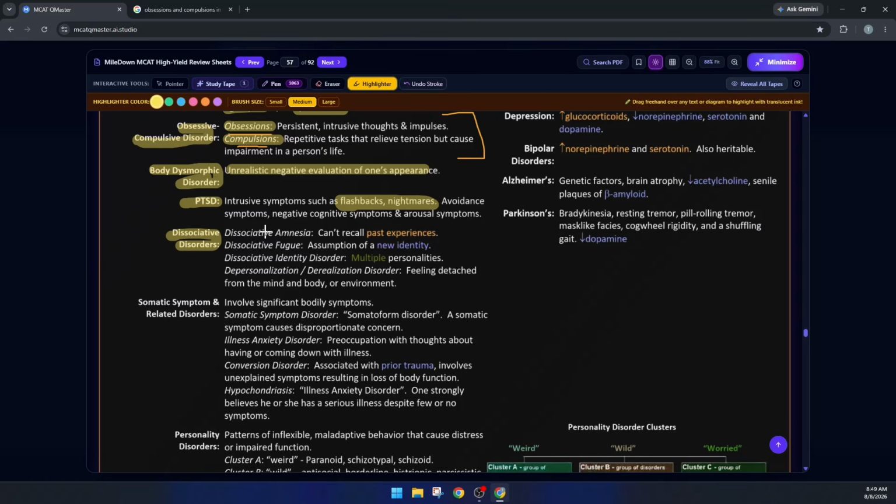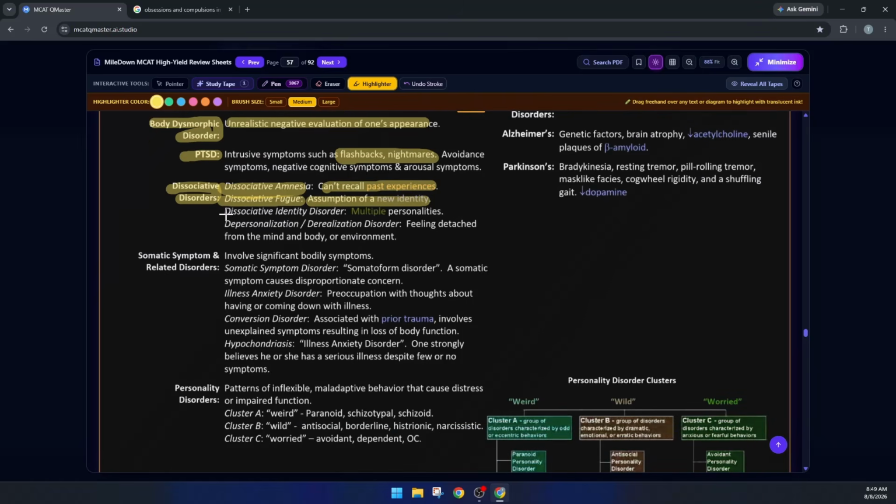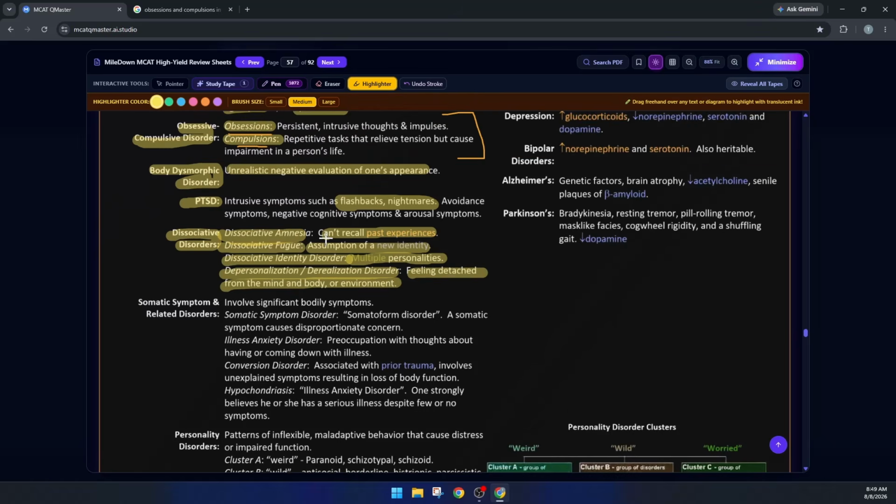And then dissociative disorders. So dissociative disorders are kind of like not really remembering who you are almost. Dissociative amnesia, you can't recall your past experiences. Dissociative fugue is that you assume a new identity. So you just become someone else totally. Dissociative identity disorder is when you have multiple personalities. Depersonalization-derealization disorder is when you're feeling detached from your mind or body or environment. So yeah, know these disorders and try to be able to give examples of what the disorders are.